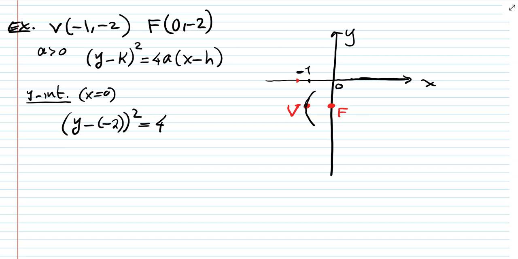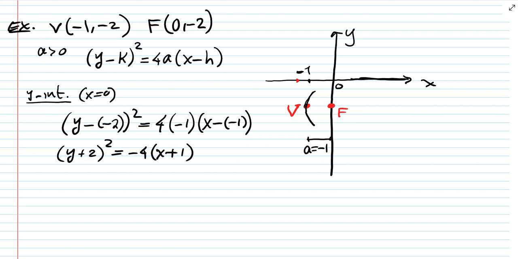Remember, a is the distance from vertex to focus. This is a equals negative 1. So we have a also negative 1 x minus h, which is negative 1 also. Let's tidy up this thing. We get y plus 2 squared is equal to negative 4 times x plus 1. Okay.